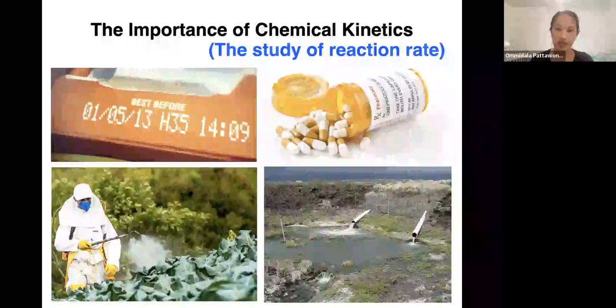The reason why we need to study the reaction rate, or the reaction speed, is because, for example, it can be used in determination of the expiration date for food. It can also be used to determine how long it takes for medication to become active, or how long it takes for our body to get rid of the medications. Same thing with contaminants like pesticide or herbicide: how long it takes for all of those components to decompose. So the speed of the reaction will help us to determine that.